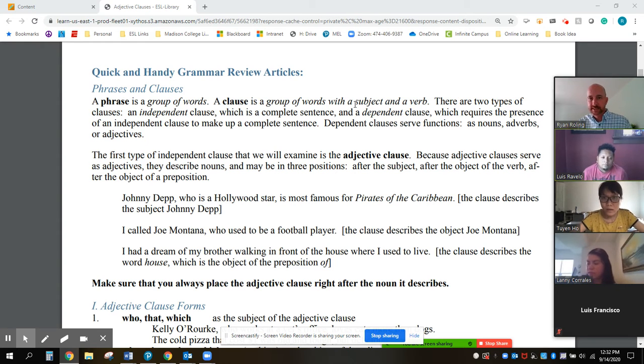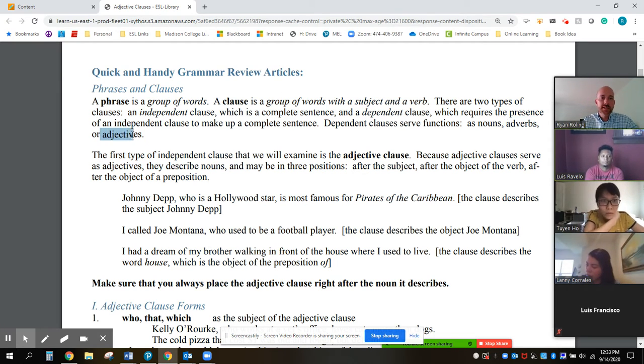It's a complete idea. So when he was a child, that's a dependent clause, and that functions, or it acts like an adverb. It tells when something happened. Adverbs tell when or why or how many or how much or to some degree of something, to what degree. Noun clauses are just that. They have a subject and a verb, but they function like a noun.